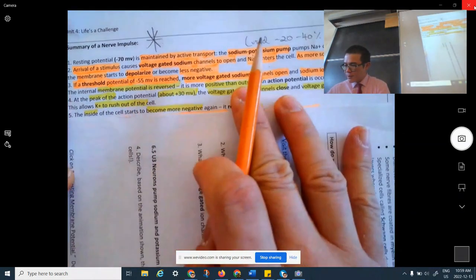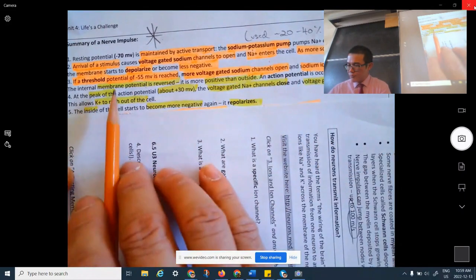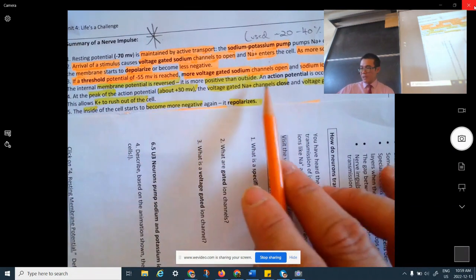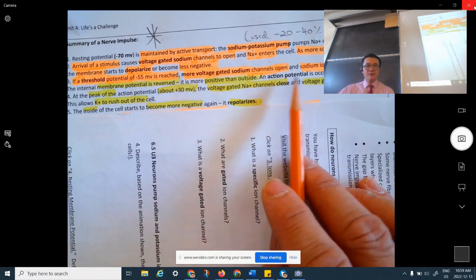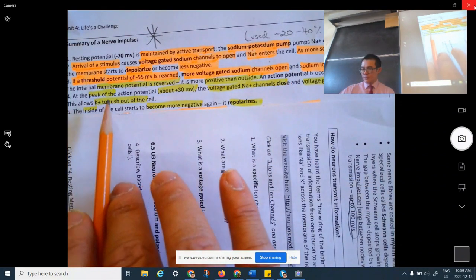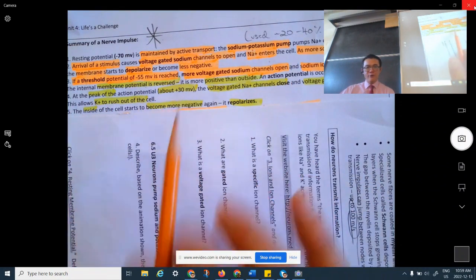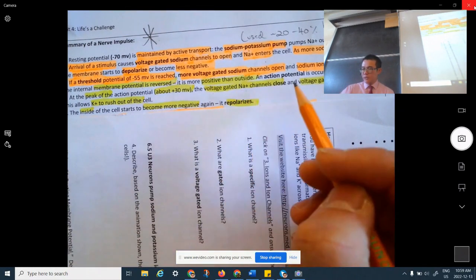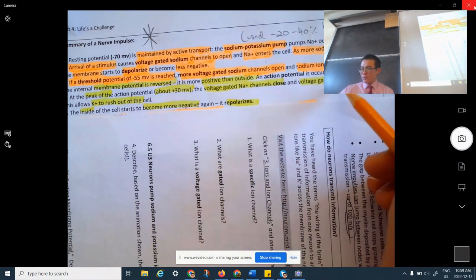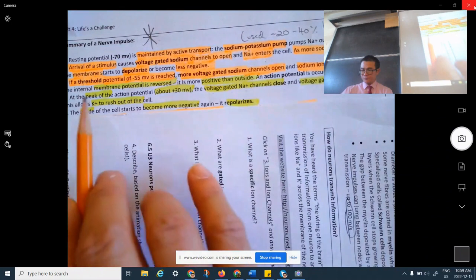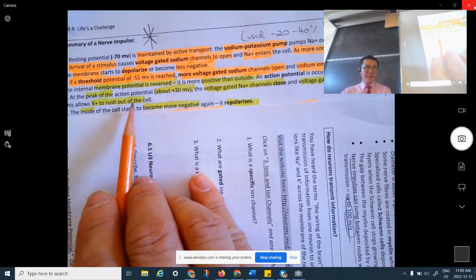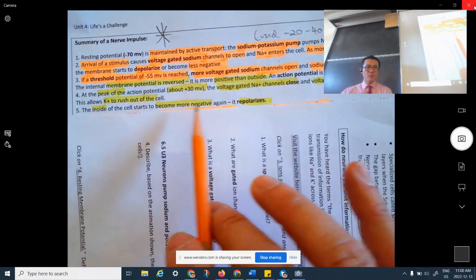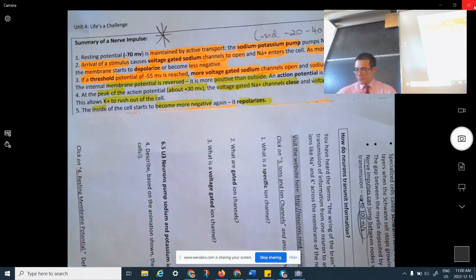After the sodium rushes in, the membrane potential is reversed. Now it becomes more positive on the inside, and you call that action potential. At the peak of the action potential, about 30 millivolts, the voltage-gated sodium channel closes and the voltage-gated potassium channel opens. So potassium ions rush out of the cell, and the cell becomes more negative. It repolarizes.